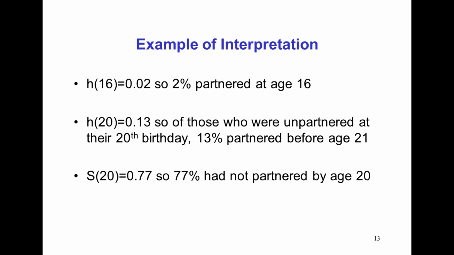Okay. So this is just an example of the interpretation. Let me just do the first one there. So the hazard for age 16, 0.02, so all that means is that 2% had partnered at age 16. Moving on to the next one here, the hazard at age 20 is 0.13. So this is where this sort of conditional idea comes in. So it's the 13% who were unpartnered at their 20th birthday, partnered before their 21st birthday. All right? So it's always the chance of having the event in a particular interval of time, given that you haven't already had it.